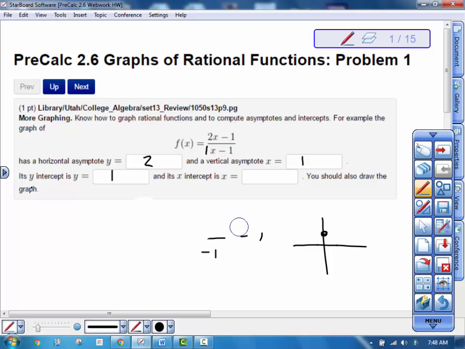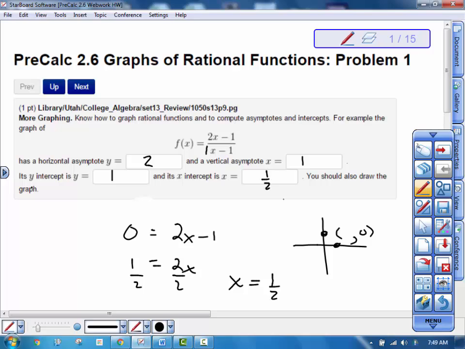And the x-intercept is where y is 0, right? That's the point something comma 0. So plug in 0 for y and solve for x. You can multiply both sides by x minus 1. You basically want to know where the top is 0, because that's going to cancel. So add 1 to both sides and divide by 2, and you get x equals 1/2.